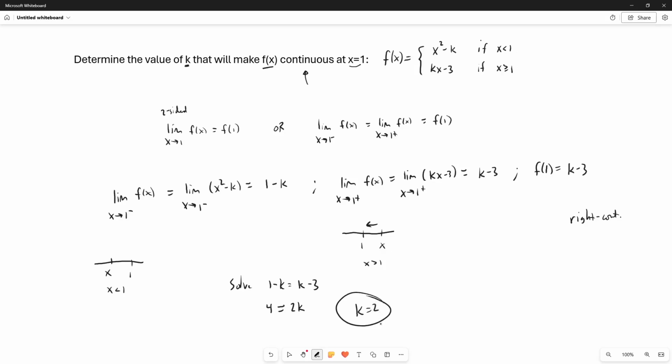So if k is 2, then this function will be continuous at x equals 1. If k is any other number, the function will be right continuous because the limit from the right does equal the function value, but the left side limit will be different and we'll have some jump discontinuity.